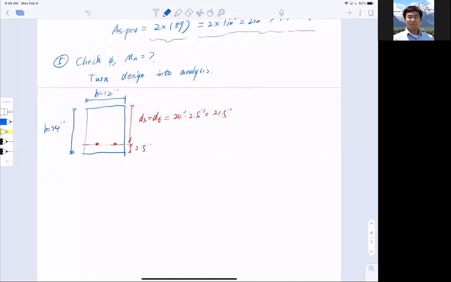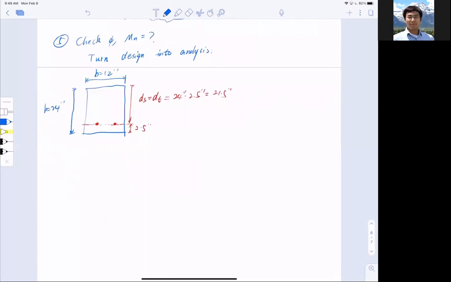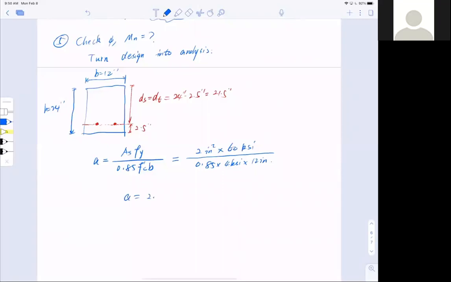All right, so how do we analyze this? Easy, right? Singly reinforced single layer. So a, compressive zone size equal to AsFy divided by 0.85 f'c b, and that is As, which is 2 inch squared, and multiply Fy, which is 60 ksi, and divided by 0.85, and f'c is 4 ksi, and b is 12 inch. Okay, and so a now equal to 2.94 inch.